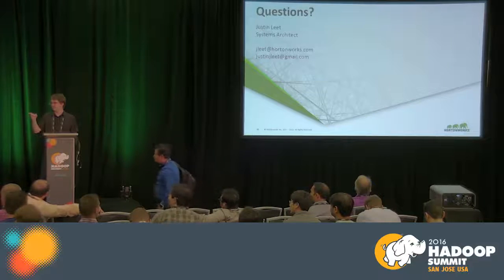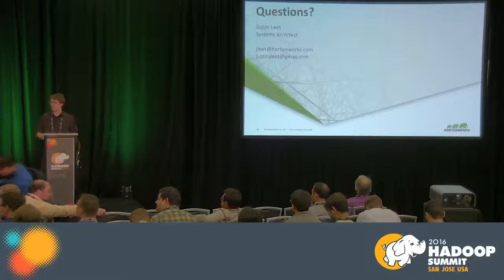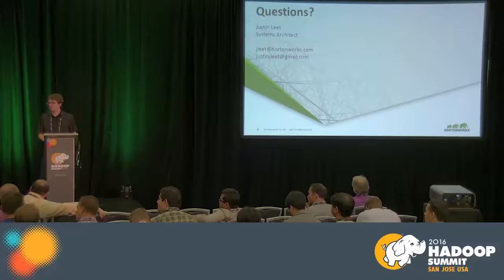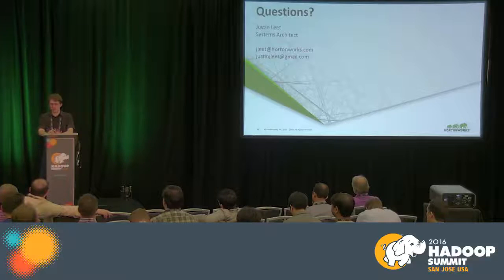Anybody? Yeah, what's up? So your architecture diagram showed two data flows, one to Elasticsearch, one to Hadoop. Does that mean you have two copies of the data? What are the purposes between them? Yeah, there are two copies of the data.